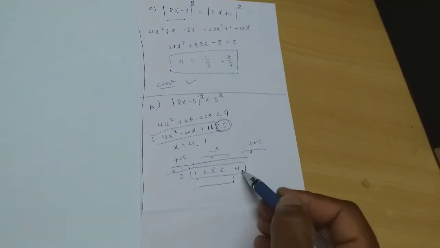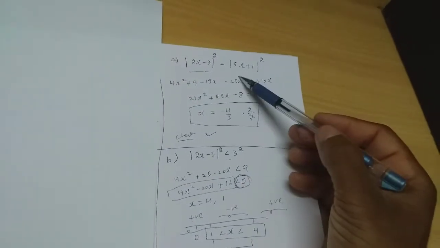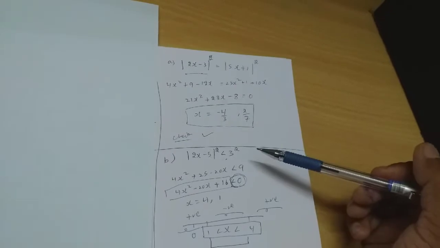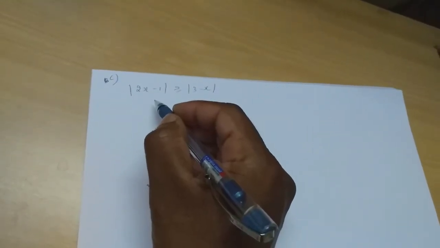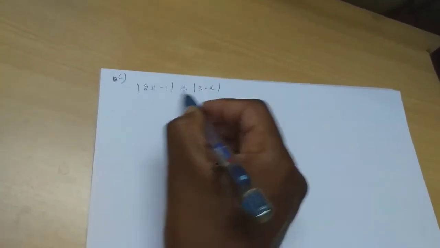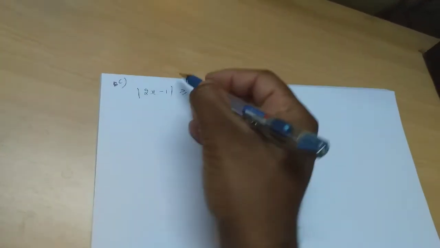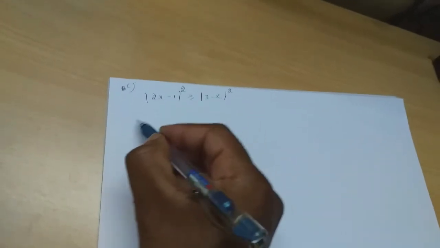Are we clear? So whenever there is an inequality or mod present on both the sides, you go with squaring them. Am I making myself clear? Yes. Next sum. Mod 2x minus 1 greater than or equal to 3 minus x. Mod is present along with inequality. So I will do square on both sides.